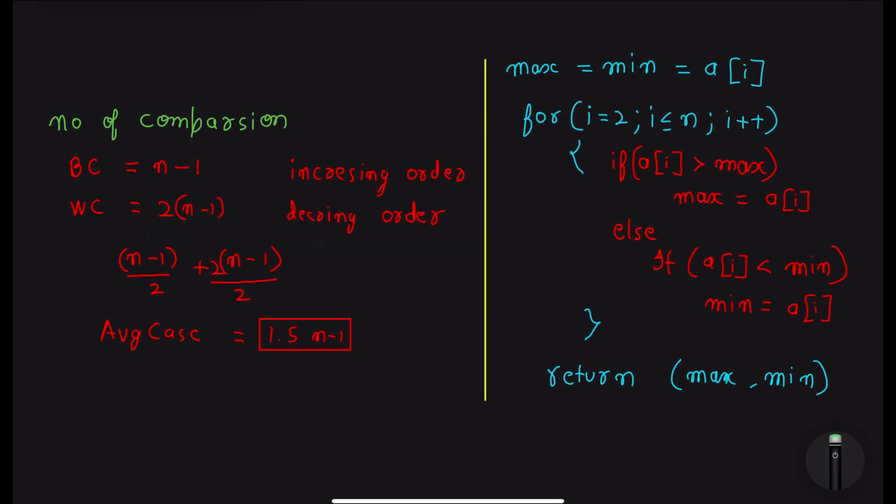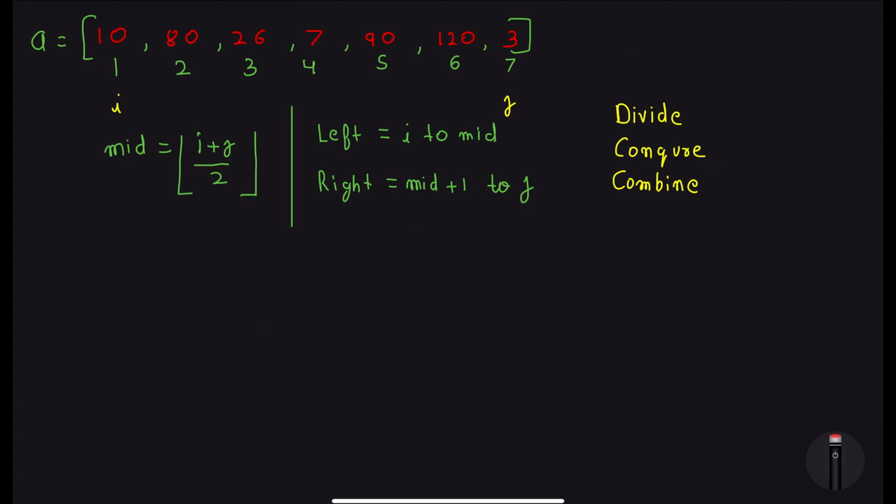Now we will take the average case. So we will take the best case half of the time, which is n minus 1 by 2, and we will take the worst case half of the time, which is 2 into n minus 1 by 2. So we will get an average case of 1.5 times n minus 1. This comparison will be helpful when we look at the divide and conquer algorithm to find maximum and minimum element.